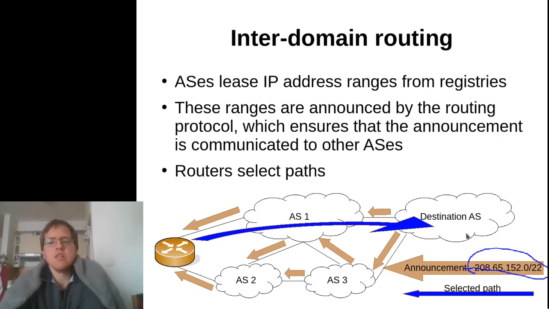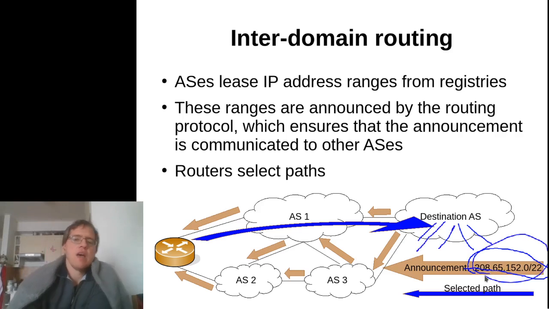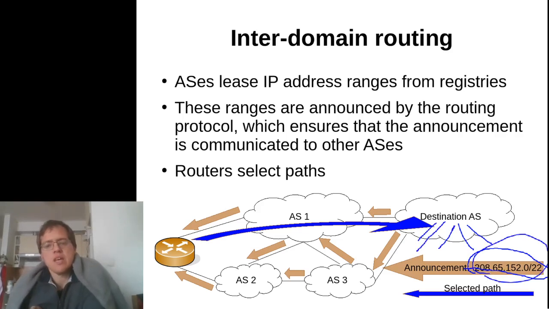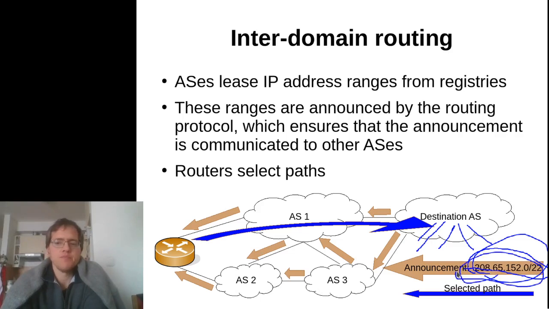We can imagine that in this particular destination there are lots of actual hosts which are numbered from this IP prefix, and what this destination AS wants is to inform the rest of the networks, the rest of the autonomous systems in the internet, that whenever there is a packet whose destination address belongs to this IP prefix, it is this particular destination AS that the rest of the internet must use to reach these IP hosts.